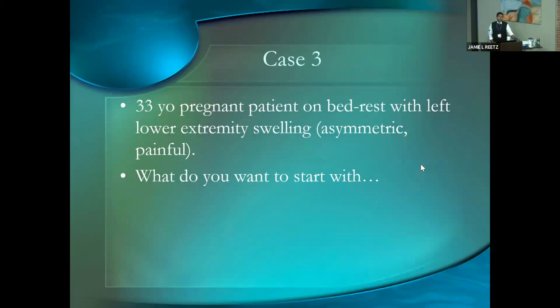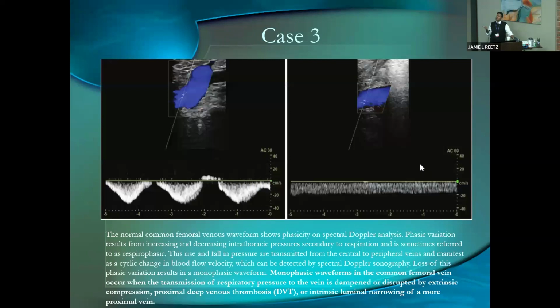Case 3, pregnant patient on bed rest with left lower extremity swelling, asymmetric, painful. What do we start with? Ultrasound, obviously. And so we did the ultrasound. The ultrasound was negative. Everything squished appropriately. One thing that was noted, though, was by one of our radiologists who makes such good calls that every time I'm mad at him, I'm like, that call was so good. I just cannot be mad at him ever.